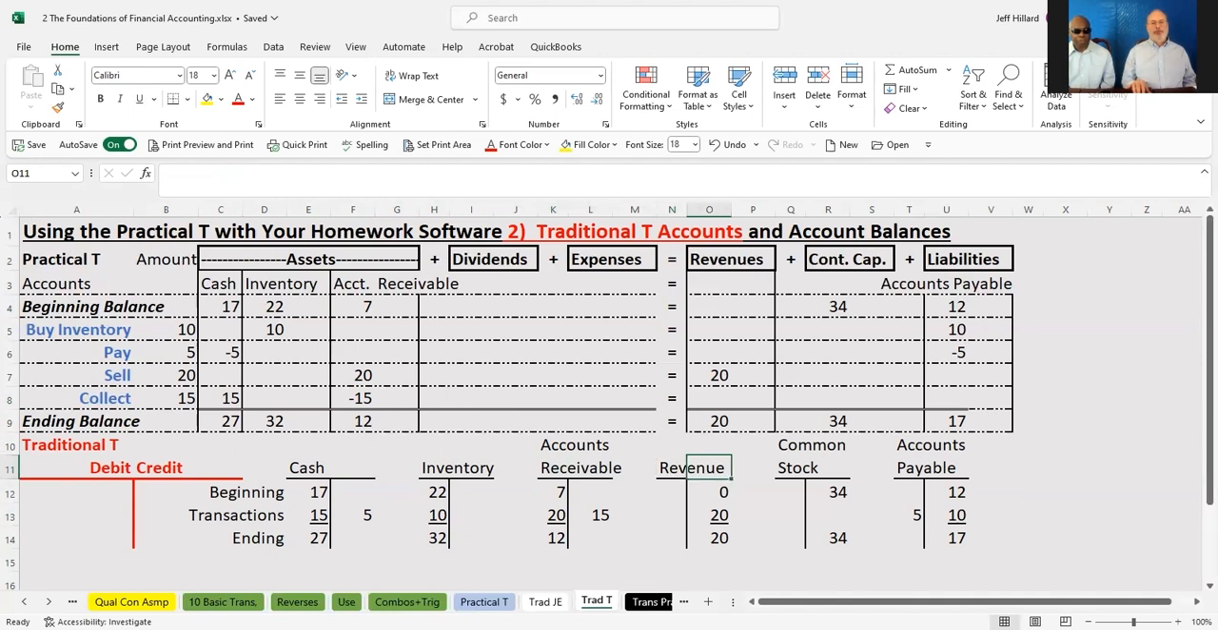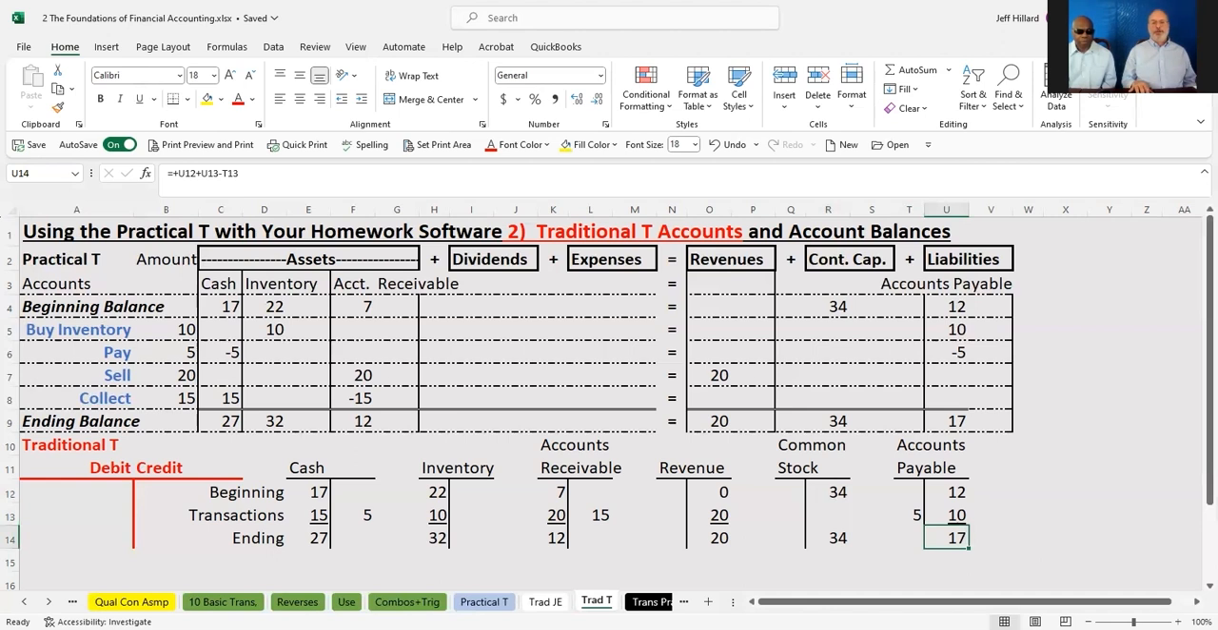Revenue, however, it's normal for these to be a credit balance. So you're going to see this plus revenue of 20 equals 20. You might not be getting this by the time you're reading this or viewing this, but hang on and come back to it. Common stock is on the credit side as well because of the source of funding. This is contributed capital. And accounts payable starts out with a beginning balance of 12, plus 10 when we buy some more inventory, minus 5 when we pay a bill.